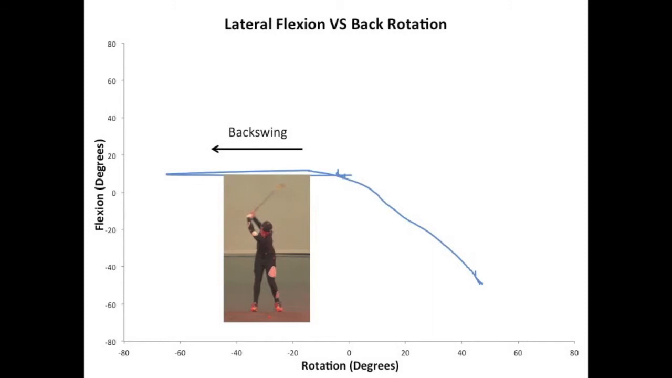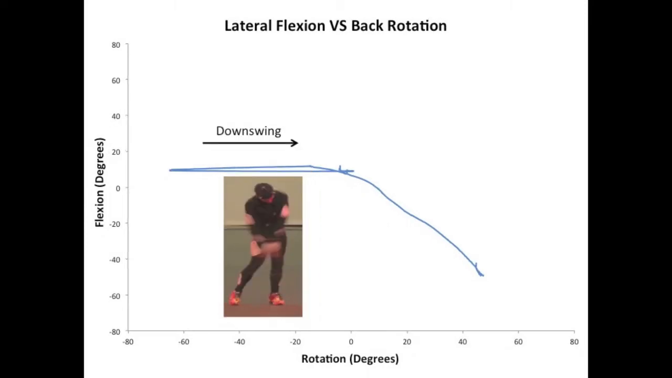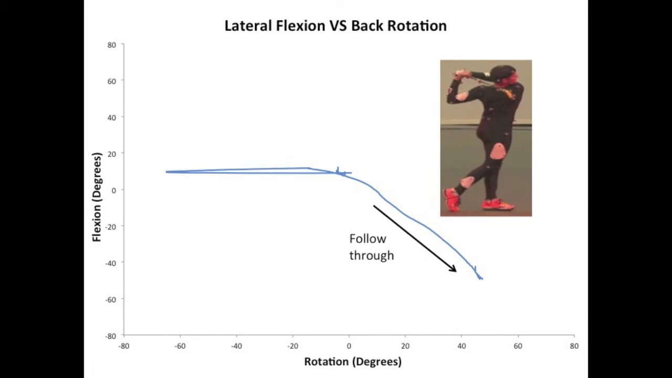This graph puts together both lateral flexion and back rotation from the previous graph. This depicts that only rotation to the right occurs with no lateral flexion. The straight line represents only one motion occurring at a time. This represents downswing to the left. After ball contact, both lateral flexion and back rotation occur at the same time, which is where the risk of injury is at its highest.